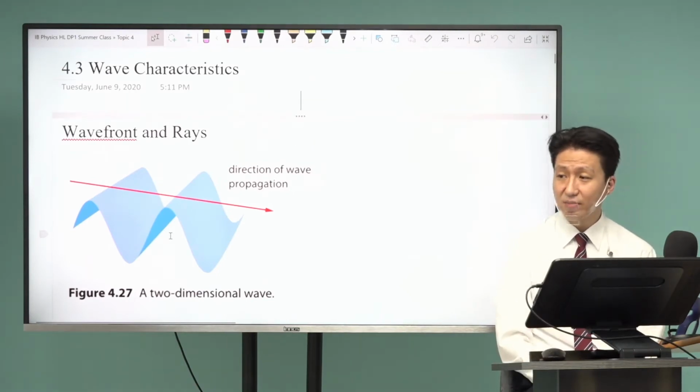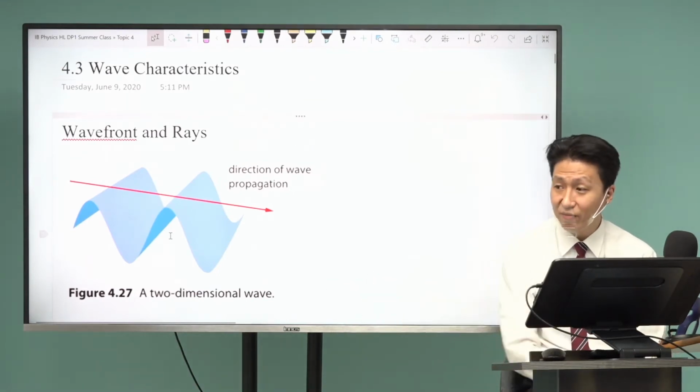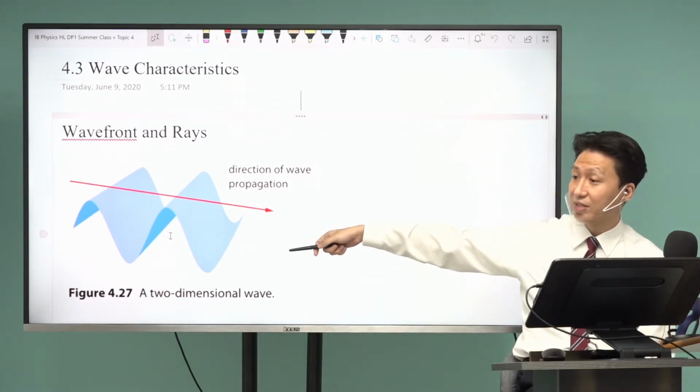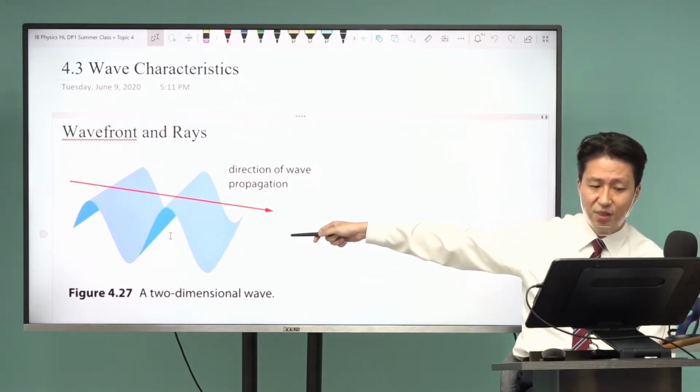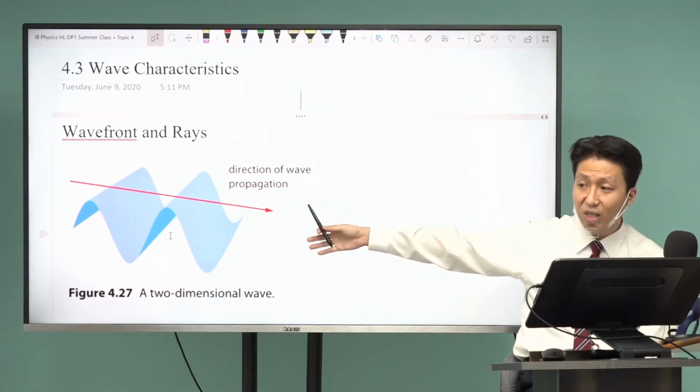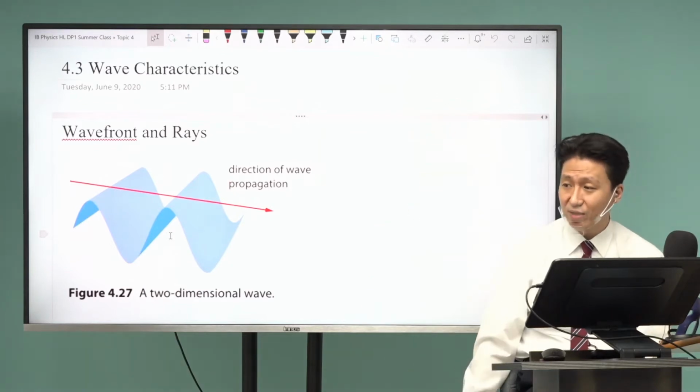Wave characteristics, basically vocabulary about the wave, right? First, in 3 dimensions, the wave looks like this, right? The wave is moving to the right. The problem with this description in 3 dimensions is that if you look from top and bottom, you can't really see the difference.